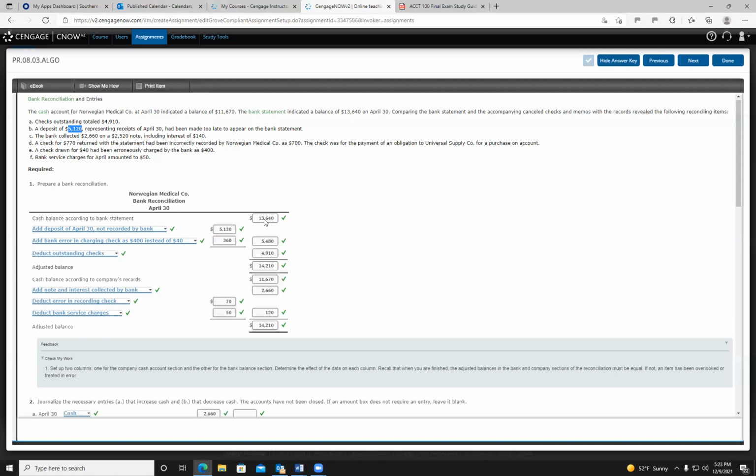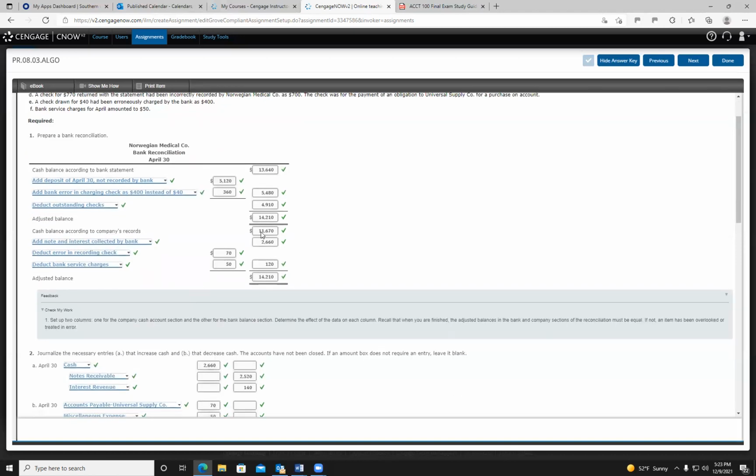So if you see here, we started out with our balance of $13,640. We're going to add in the $5,120, add in the $360 that they owe us, and then subtract out the outstanding checks. Once we do that, our new adjusted balance is $14,210. Okay. Now we have to do the book side of the house.